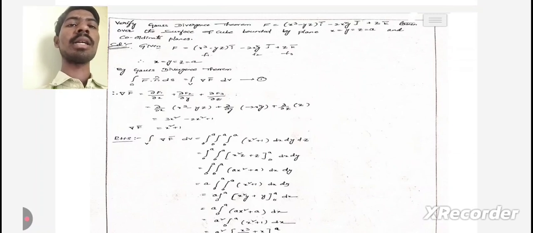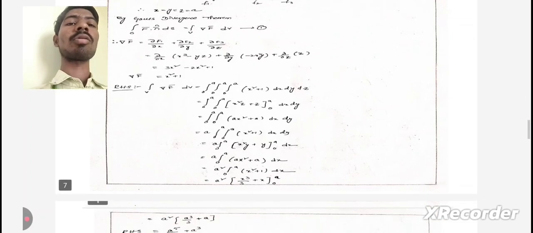Given F bar equal to (x cube minus yz) i bar minus 2x square y j bar plus z k bar. By the Gauss divergence theorem, the integral over S of F bar dot n bar cap dS equals the integral over V of div F bar dV. This is equation 1. Then div F bar equals dou f1 by dou x plus dou f2 by dou y plus dou f3 by dou z, that is, dou by dou x of (x cube minus yz) plus dou by dou y of (minus 2x square y) plus dou by dou z of z. After differentiation, 3x square minus 2x square plus 1, so div F bar equals x square plus 1.